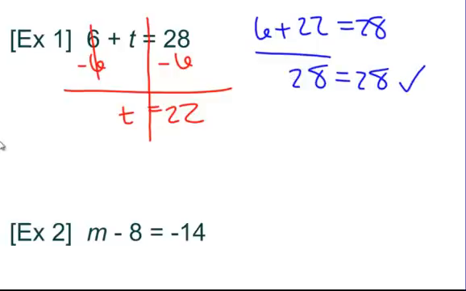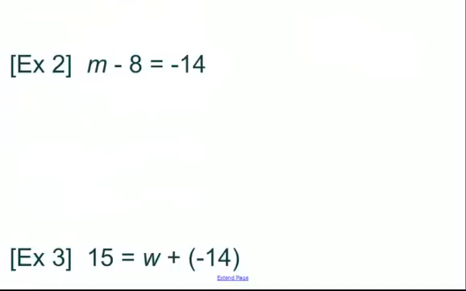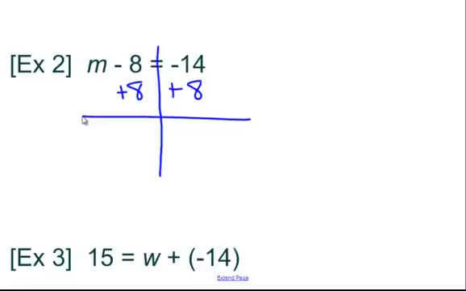All right, let's try this one. m minus 8 equals negative 14. Again, I'm going to put that line right down the equal sign. Since it's subtraction, I'm going to do the inverse of that, which is addition. So I'm going to add 8. And whatever I do on one side of the equation, I have to do to the other side to keep everything equal. Minus 8 and plus 8, those cancel. So I'm just left with m equals negative 14 plus 8. Signs are different. Find the difference. And we end up with 6. Bigger number's negative, so we end up with negative 6.